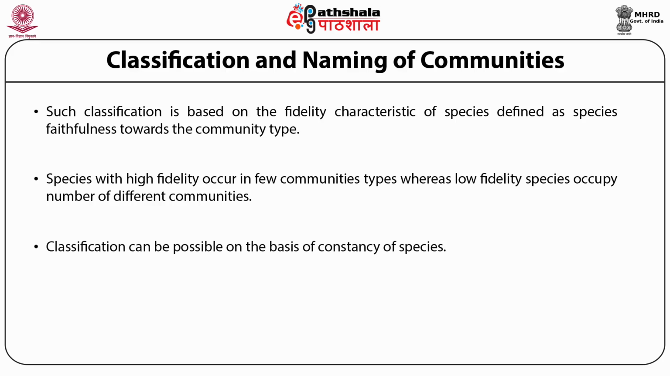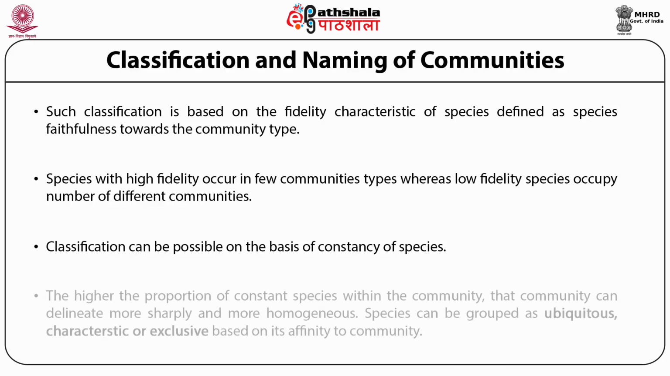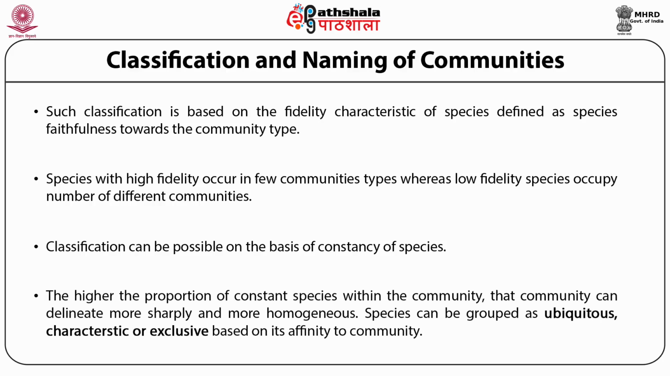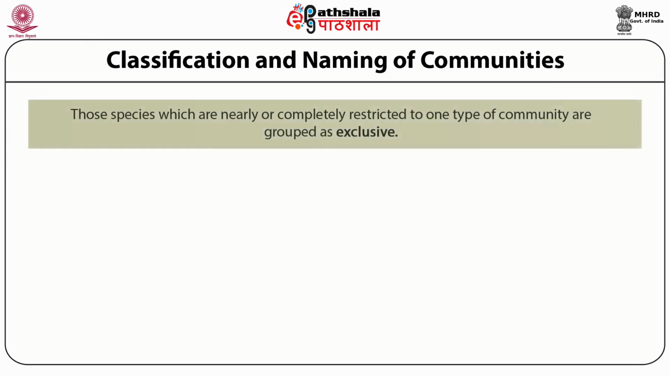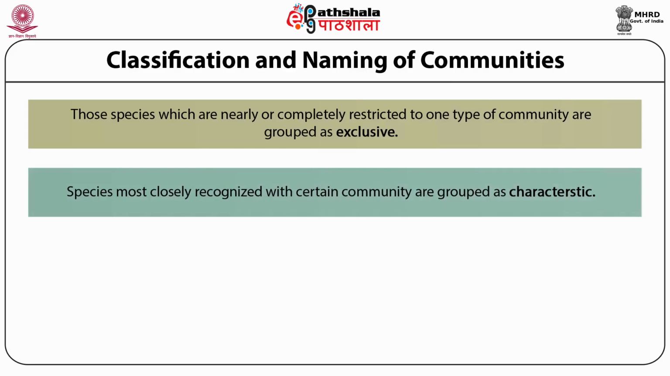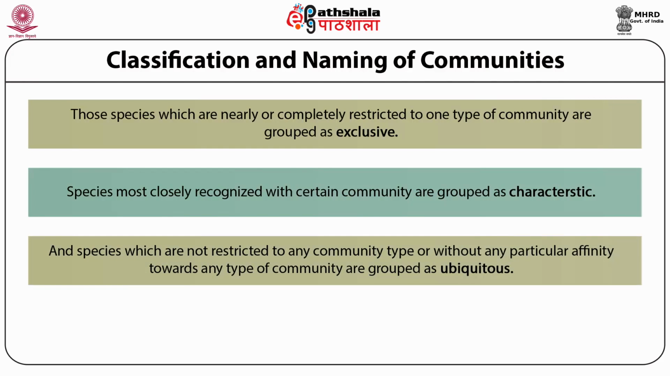Classification can be possible on the basis of constancy of species. The higher the proportion of constant species within the community, the more sharply that community can be delineated and the more homogeneous it is. Species can be grouped as ubiquitous, characteristic, or exclusive based on their affinity to community. Those species which are nearly or completely restricted to one type of community are grouped as exclusive. Species most closely associated with a certain community are grouped as characteristic, and species which are not restricted to any community type or without any particular affinity towards any type of community are grouped as ubiquitous.